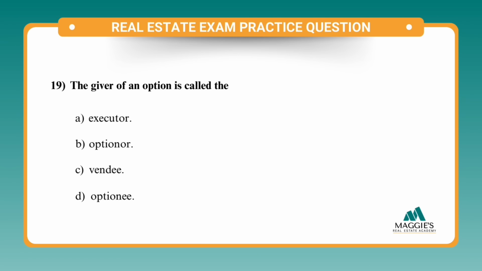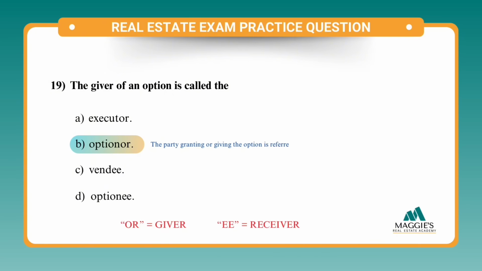All right, number 19. The giver of an option is called the A, executor, B, optionor, C, vendee, or D, optionee. The correct answer is B, optionor. In a real estate option agreement, the party granting or giving the option is referred to as the optionor. So remember, the ORs are the givers, the EEs are the receivers. So the optionor is the property owner who grants the option to another party, which allows them the right to buy the property at a specified price within a certain period of time.